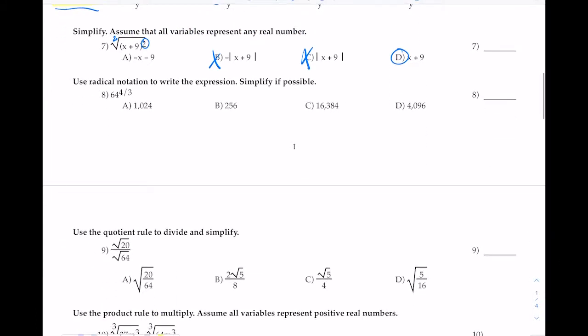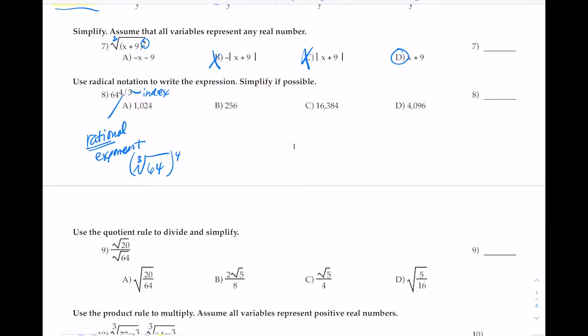Okay, in number 8, we're using radical notation to write the expression and simplify if possible. So remember what we have here is a rational exponent. It's just an exponent that's a fraction, right? Fractions are ratios. And all I'm going to do is rewrite that. So the 64 is going to go inside the radical. The denominator is your index. So that's going to go there. That's a cubed root. And then the 4 here in the numerator is your power. So one way to write it is like that.